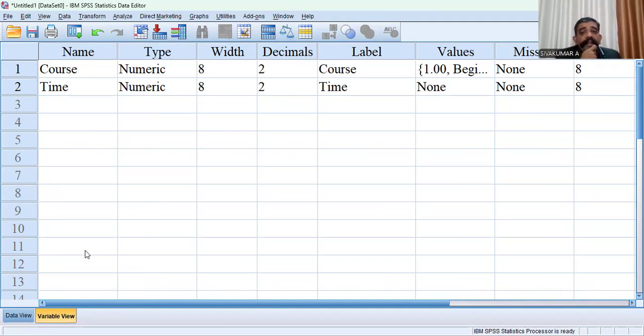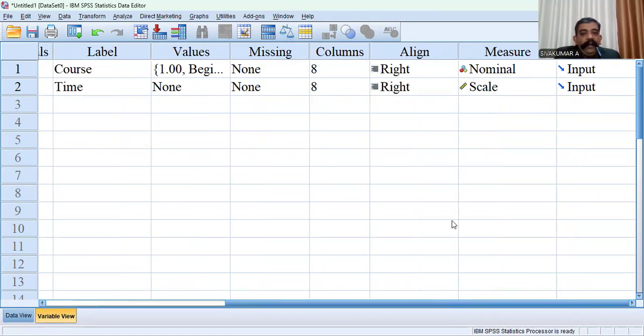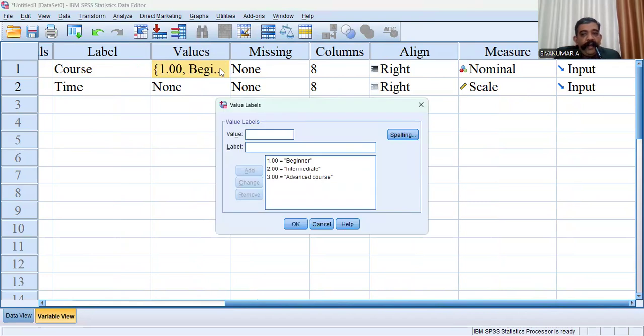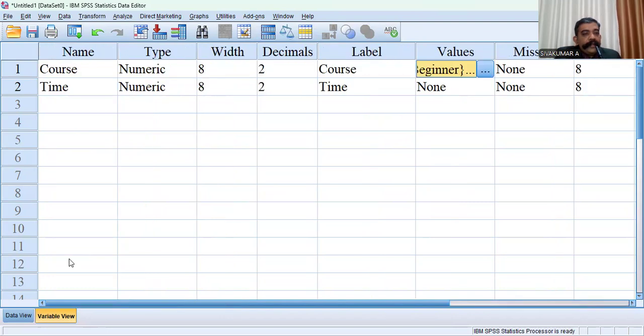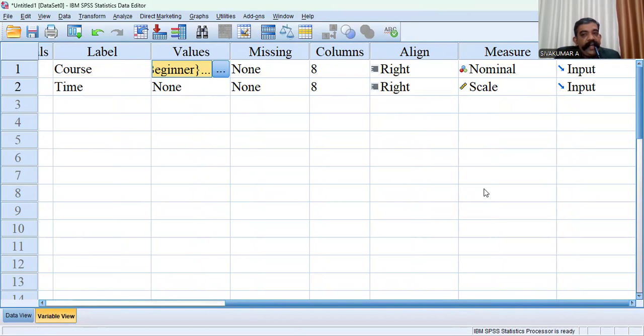Okay. Now, as we know, there are 2 variables. The independent variable, course, I have already inserted. It is a nominal variable. Then if it is a nominal variable, certainly you should give the values. I have given 1 beginner, 2 intermediate, 3 advanced course. Then time is the dependent variable, which is a scale variable.